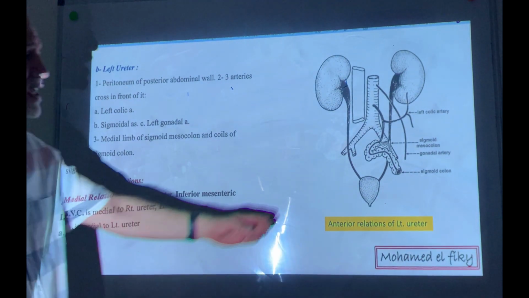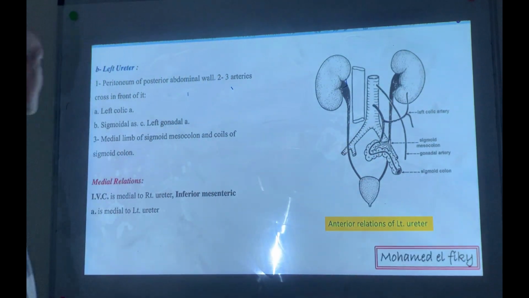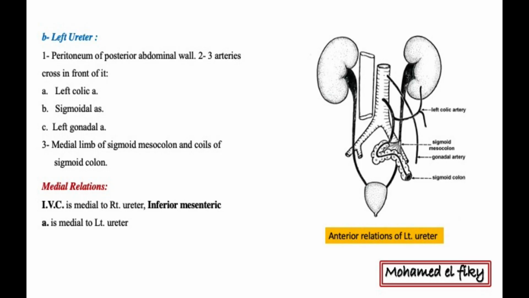Anterior relation of the left side, left ureter: arteries crossing in front of the ureter on the left side are the left colic artery with its sigmoidal branches, and the left gonadal artery. A, B, C. Also 3 arteries. Left colic with sigmoidal. Left colic and sigmoid is a branch from the inferior mesenteric artery. Left gonadal, like the right gonadal on the right side, comes from the aorta.